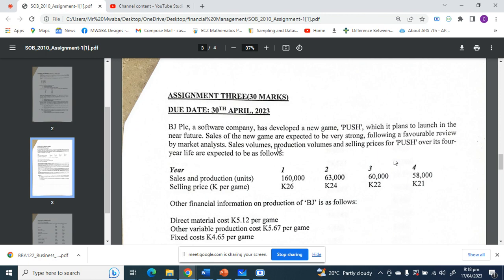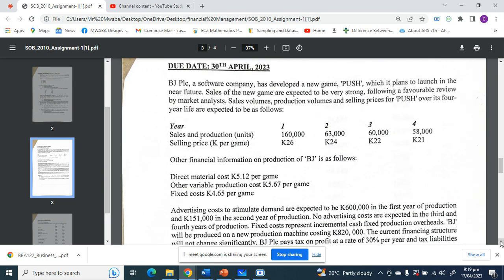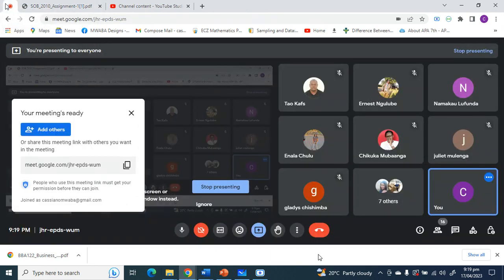So let's just read through the question. Can somebody read for me? This is an essay. By the time I'm done reading, I won't be able to explain.